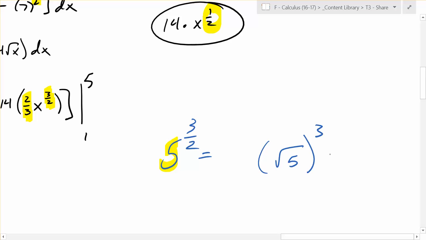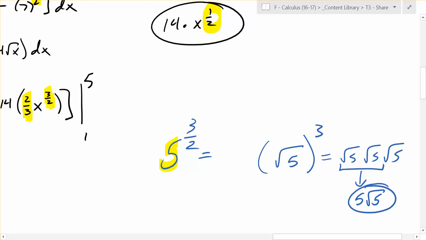So the way you could write that is, you could write it as the square root of 5 times the square root of 5 times the square root of 5. Well, what's the square root of 5 times the square root of 5? Not a trick question. It's 5. Is 5 root 5 an integer? No. The square root of 5 is not an integer.